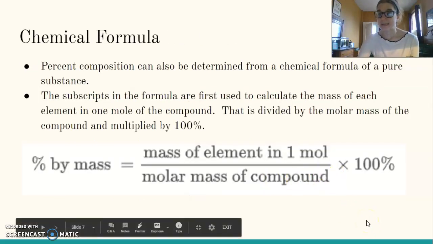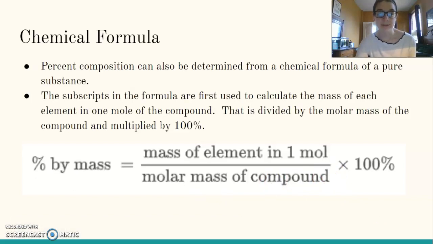The mass data isn't the only way we can do percent composition. We can also find percent composition using the chemical formula of a substance. Okay, so no matter how much of a substance you have, the percent composition doesn't change. It's like a recipe for that substance.